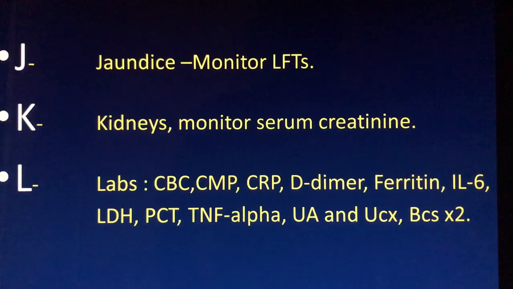L stands for labs. In addition to the usual CBC, CMP, UA, blood cultures, etc., we should also order CRP, LDH, D-dimer, ferritin level, and if possible, and if recommended in patients in whom we are suspecting cytokine storm, we can also check interleukin 6 and tumor necrosis factor alpha.